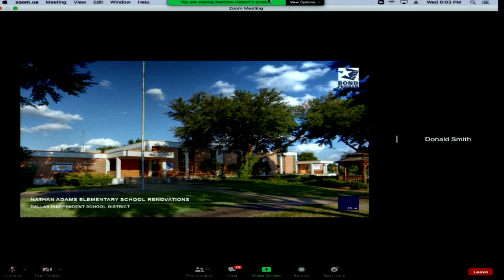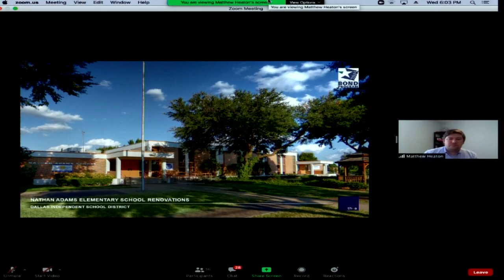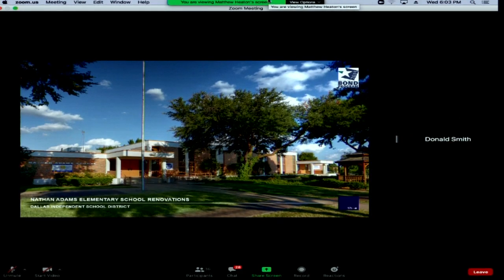This is Don Smith again. I would say the majority of the painting and air conditioning would be done nights and weekends. And a lot of holiday work will be going on, especially the time that we start this project. But this is typical in how we do renovations in most of the schools at Dallas Independent School District.